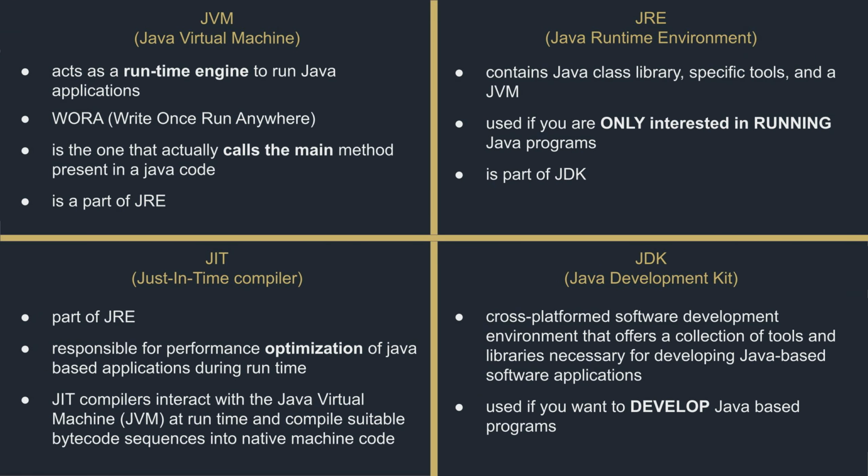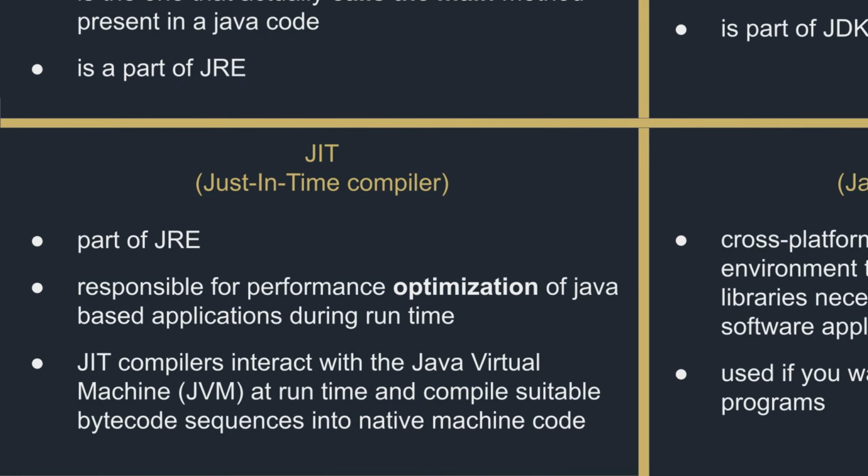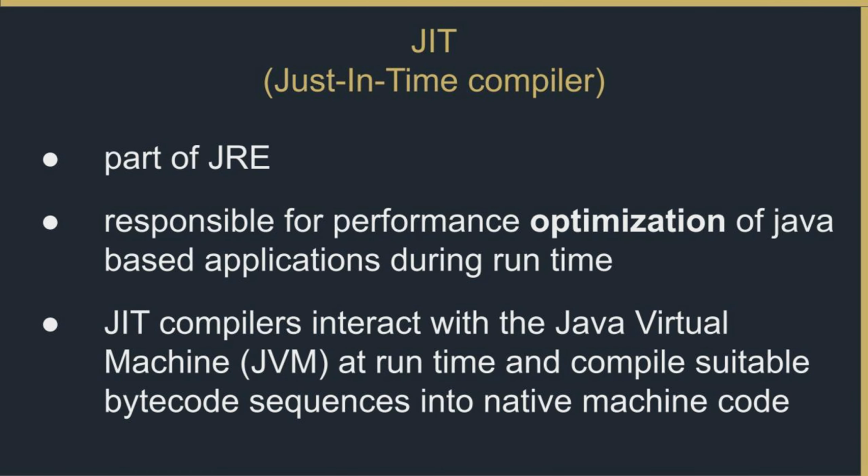Also, the Java environment offers another component called the JIT, or Just-in-Time Compiler. This is a part of the Java runtime environment and is responsible for performance optimization in Java-based applications during the runtime. In order to improve performance, the JIT compiles bytecode sequences that are frequently executed by the JVM into native machine code. While using a JIT compiler, the hardware is able to execute the native code, as compared to having the JVM interpret the same sequences of bytecode repeatedly, and so incurring overhead for the translation process.